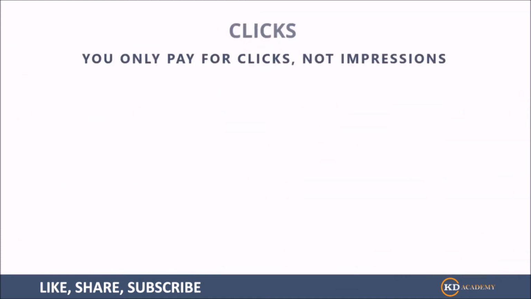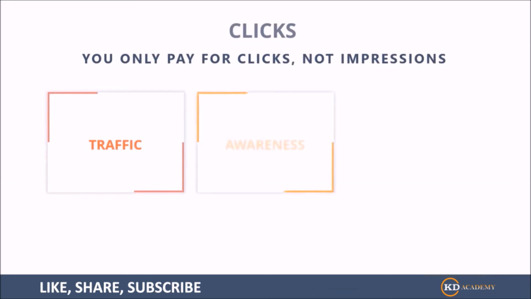Now, if we break those down a bit, with clicks, you only pay for the clicks, not the impressions. Examples of where you might want to have this as a strategy for payment is traffic. So traffic objective, you only want to pay per click, so per visit to your site. Awareness, you don't necessarily want to pay for impressions because that will be incredibly expensive, nor do you want to pay for leads because that's not the objective of this objective. And then branding, of course, for the same reasons, awareness and branding are linked.